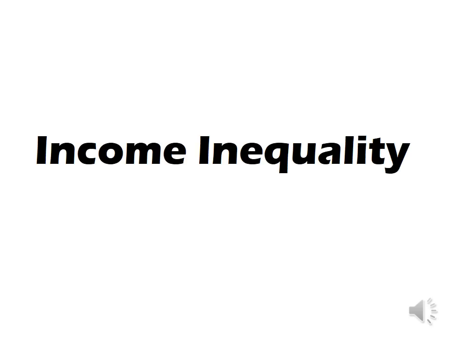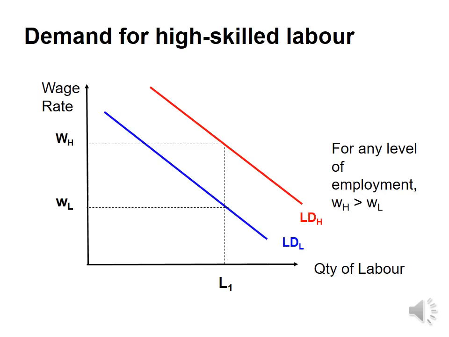Now let's take a look at income inequality. Why some workers will earn a higher pay, why some workers will earn a lower pay. Now we see workers falling into two different categories. One is high skilled, one is low skilled. Now we assume that the demand for the high skilled workers is always higher. Everybody loves a high skilled worker, because they are very productive, highly skilled, they can do many things.